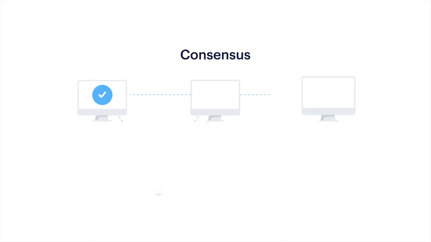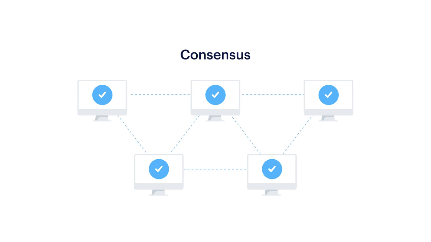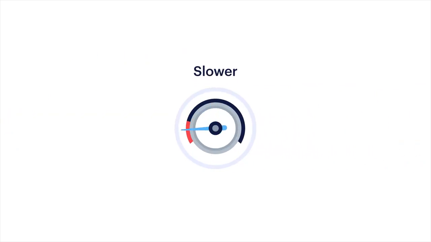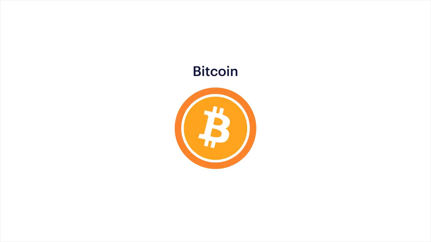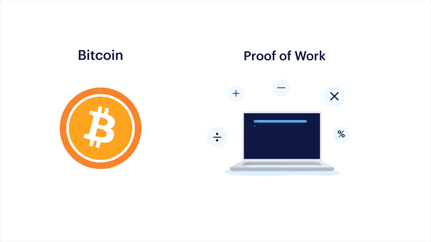It allows all the computers in the network to be in complete agreement without the need for a central decision maker. Achieving consensus, however, comes at a cost. It can make blockchains slow because decisions must be made collectively. Bitcoin, for example, uses a consensus model called proof of work.